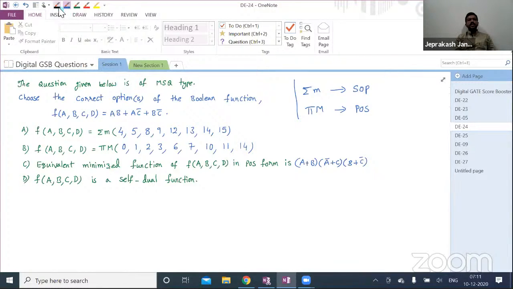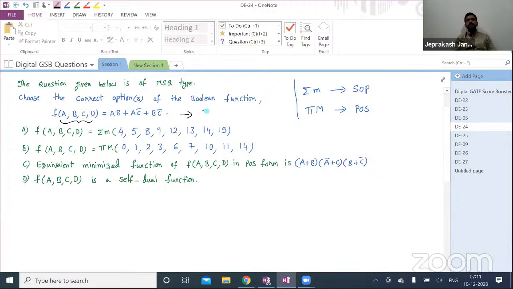So if you observe the given question, it says choose the correct option or options of the Boolean function. He has given one function like this, and he has given 4 choices. We have to pick all the correct options. Just observe this particular function. It is a function of 4 variables. Tell me, which form does this function belong to?